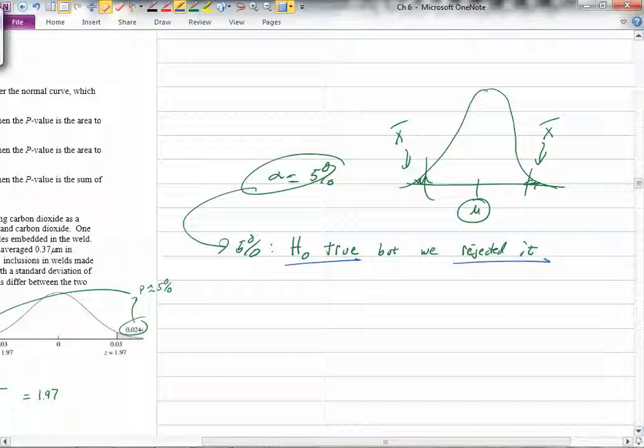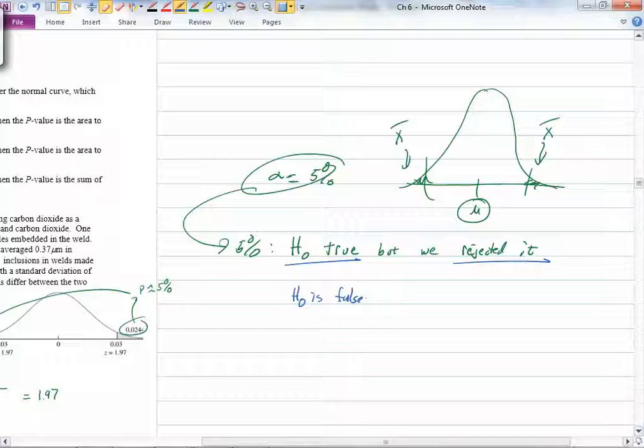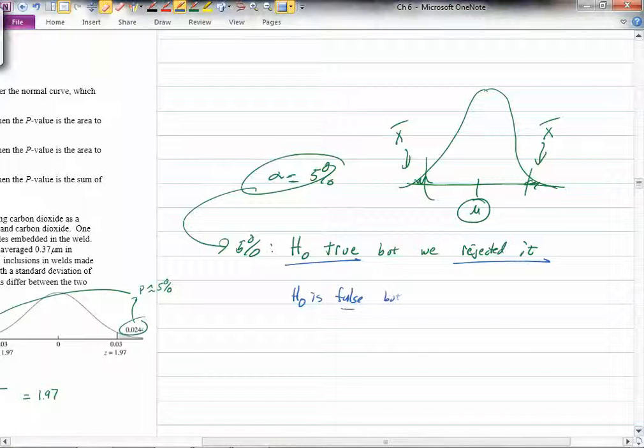Now think, what other mistake can I make? Look at that sentence. H naught is true, but we rejected it. If you flip those around, what's another mistake that we can make? I think, in terms of H naught, H naught is false, but we fail to reject it. Right. H naught is false, but we don't reject it.